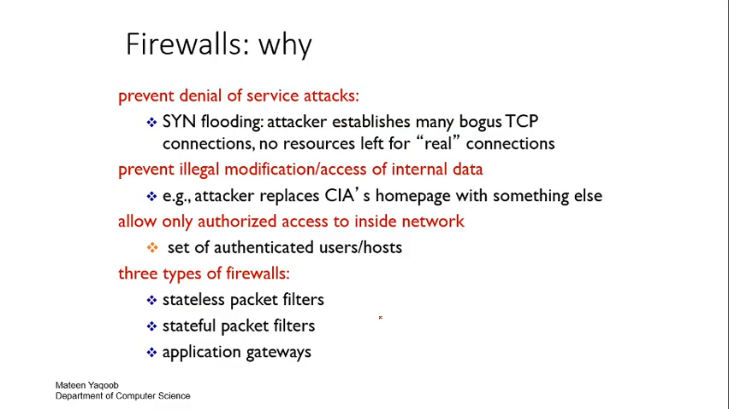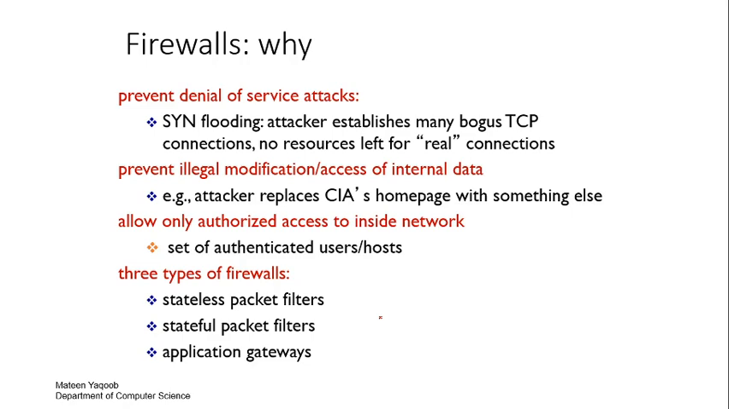Why do we use a firewall? To avoid denial of service attacks. You can see in the literature that SYN flooding is used by attackers to establish a DoS attack. Attackers establish many bogus TCP connections, so no resources are left for real connections.